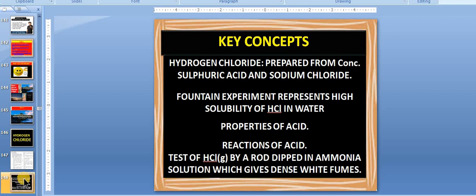Reactions of acid, which I have just spoken about, are 4 things: neutralization, reaction with carbonate, reaction with sulfite, and reaction with sulfide. So these are all reactions of acid. We will take them up when questions come, and we will cover them.